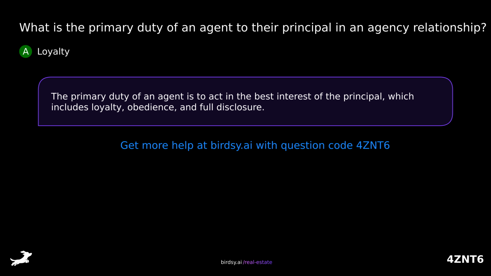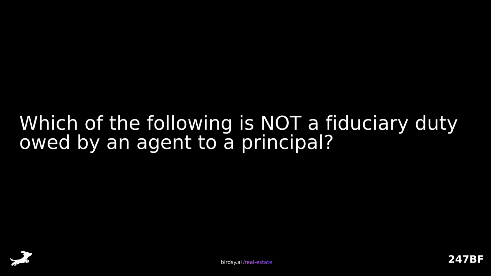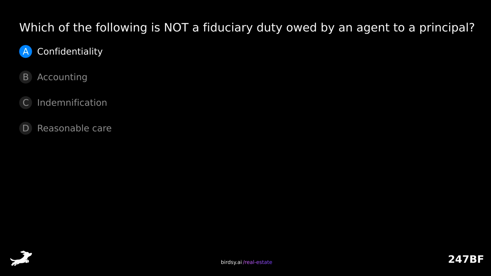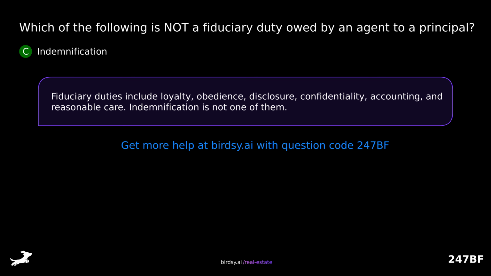Which of the following is not a fiduciary duty owed by an agent to a principal? Is it A, confidentiality, B, accounting, C, indemnification, or D, reasonable care? The answer is C, indemnification. Fiduciary duties include loyalty, obedience, disclosure, confidentiality, accounting, and reasonable care. Indemnification is not one of them.